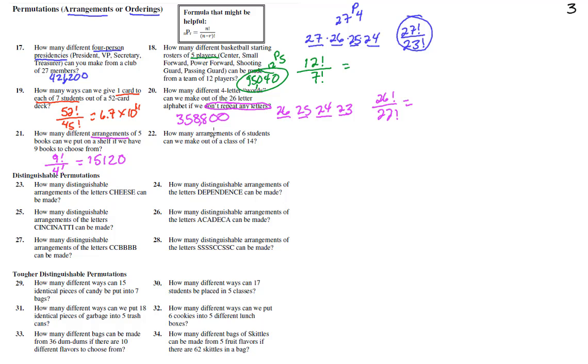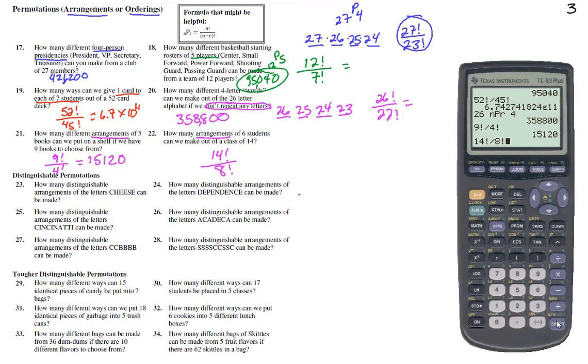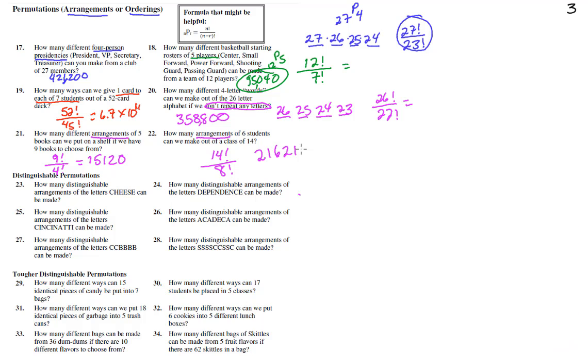Number 22, how many arrangements of 6 students can we make out of a class of 14? So this is like seating 6 students in desks, and we're counting how many different orderings. So if we switch 2 people, how many different arrangements are there? So we take 14 factorial divided by 14 minus 6, which is 8 factorial, and we get, oh, that's big, 2,162,160. That was a big one.